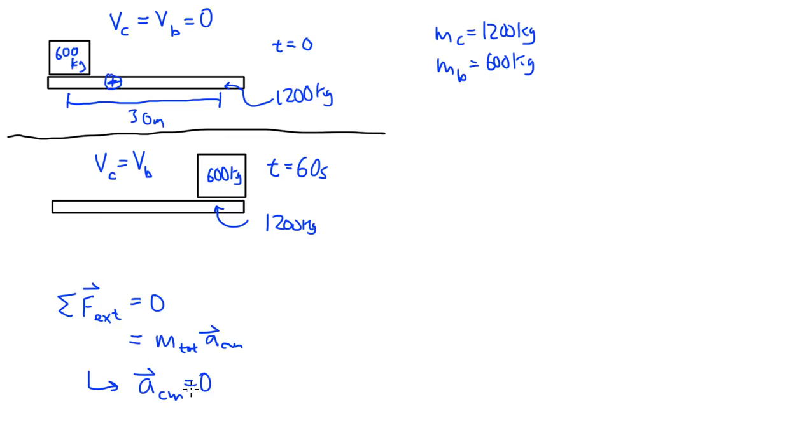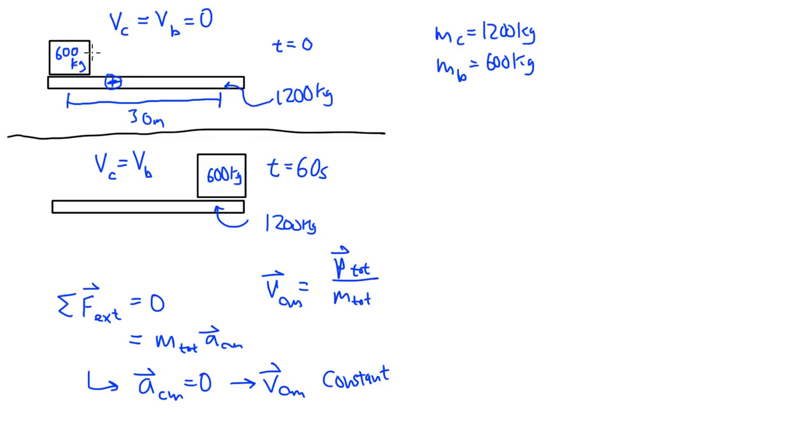So the center of mass of the system is not moving. It's not accelerating. Let's start with that. It's not accelerating, which means it has a constant velocity, okay? So that means that the velocity of the center of mass must be constant. Okay, so what's the velocity of the center of mass here? Well, this is not very hard, right? Because the velocity of the center of mass of the system is equal to the total momentum of the system over the total mass of the system.